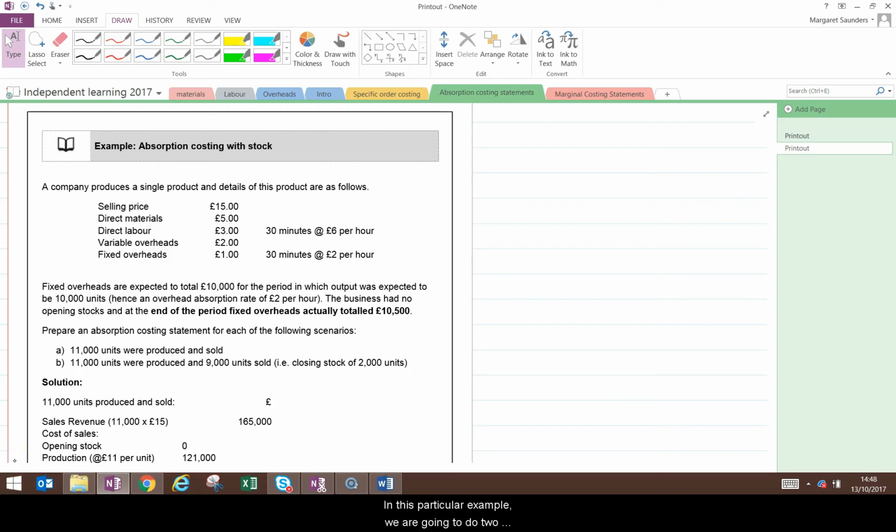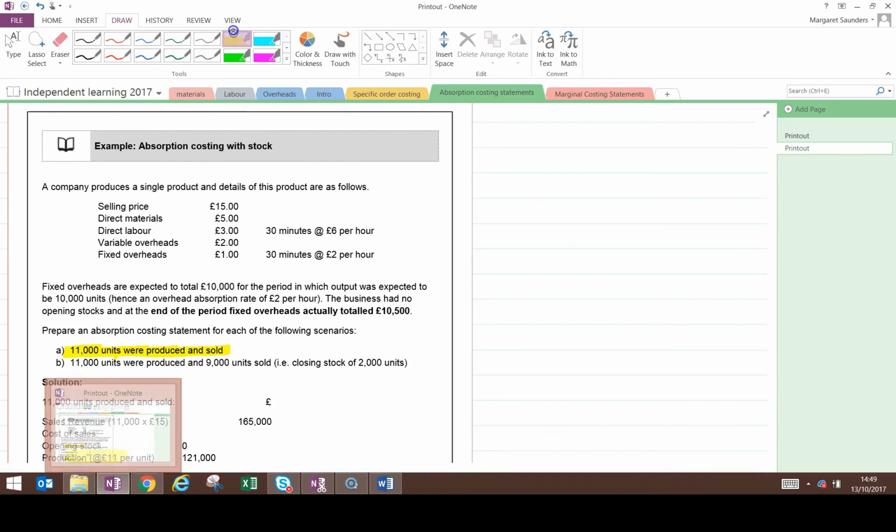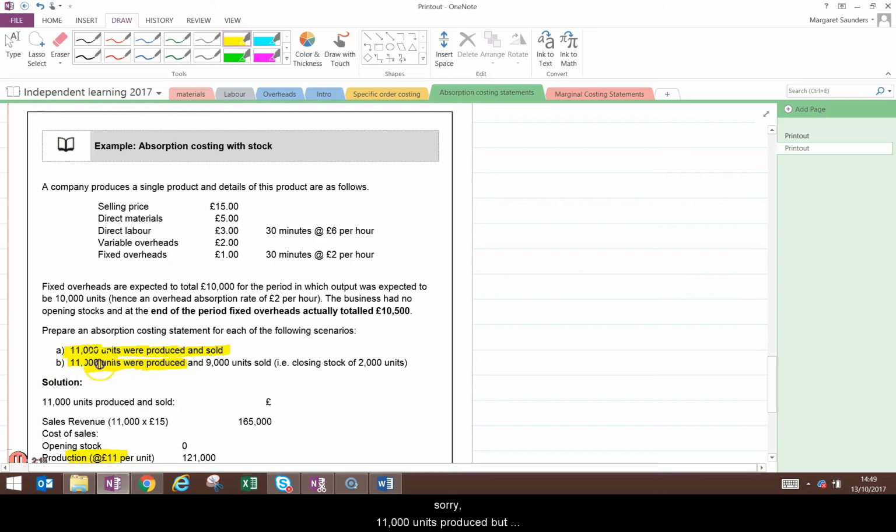In this particular example, we're going to do two absorption costing statements. The first one is on the assumption that 11,000 units were produced and sold. So there's going to be no closing stock. Then we're going to produce an absorption costing statement on the basis of 11,000 units produced, but 9,000 sold. So there is a closing stock. And we'll see what difference that makes to our absorption costing statement.